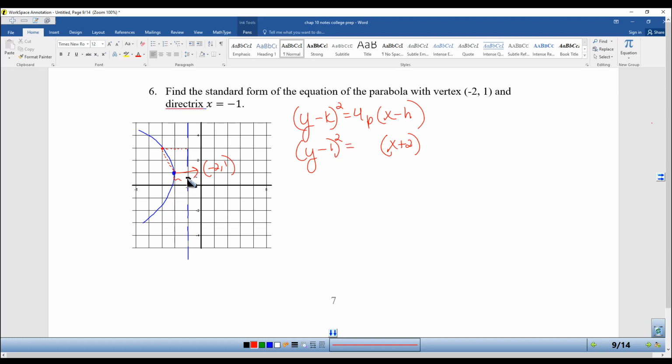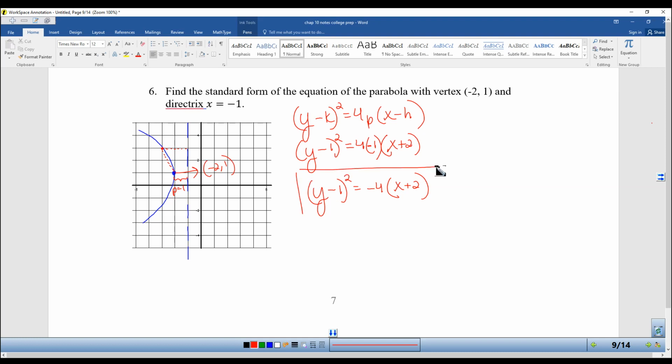P is the distance between the vertex and the directrix, or if they'd given us the focus, it would be there. So 4 times 1. But be careful, because this one is going in the opposite direction, P is negative in this situation. And you don't have to simplify that other than just changing that to a negative 4. In fact, it's probably better that you don't multiply that out, because this is more informative than negative 4x minus 8.